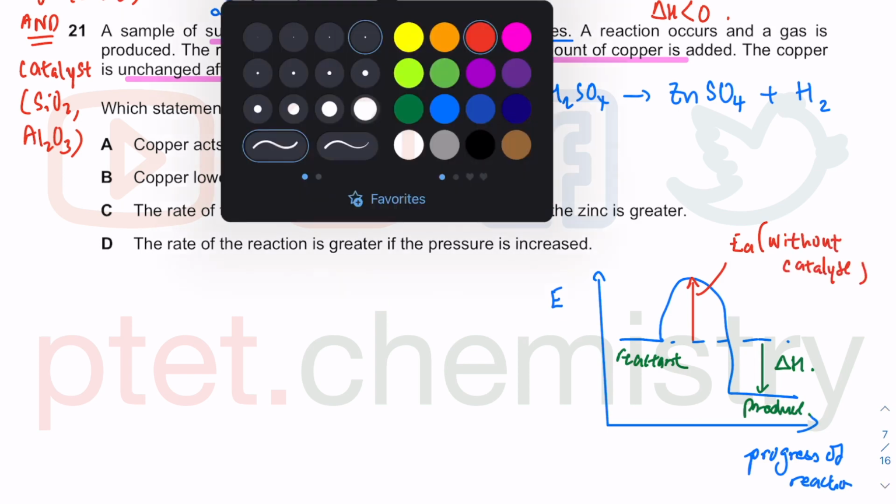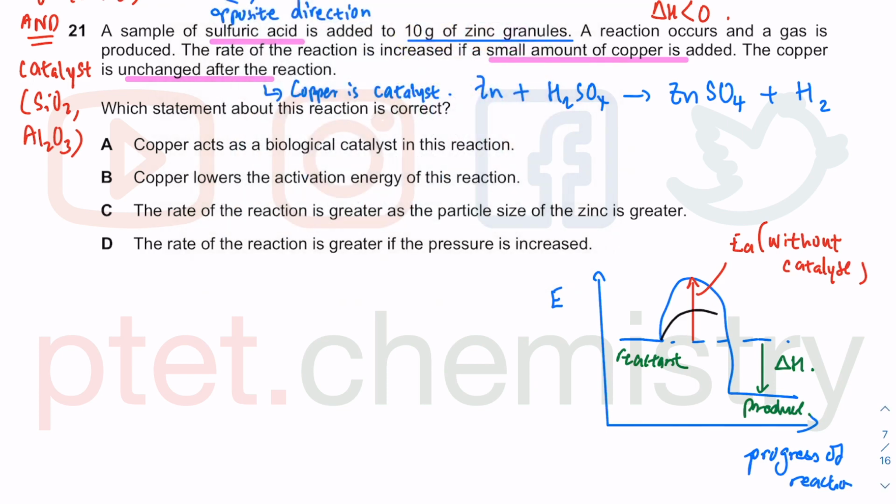You're going to have an alternative reaction pathway. Overall, it's going to have a much lower activation energy. So the one in black now is a new, lower activation energy, and therefore there will be more molecules that can overcome this lower activation energy, and therefore this can increase the rate of reaction.